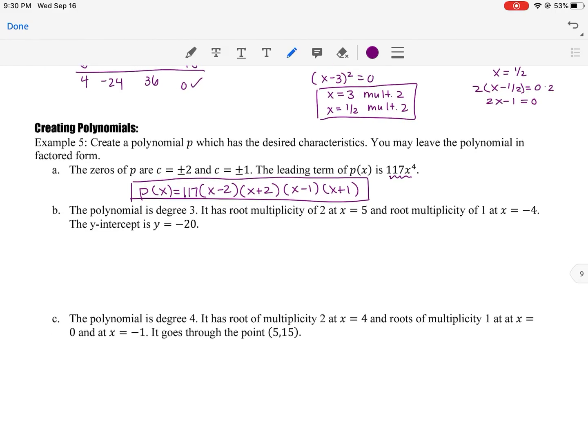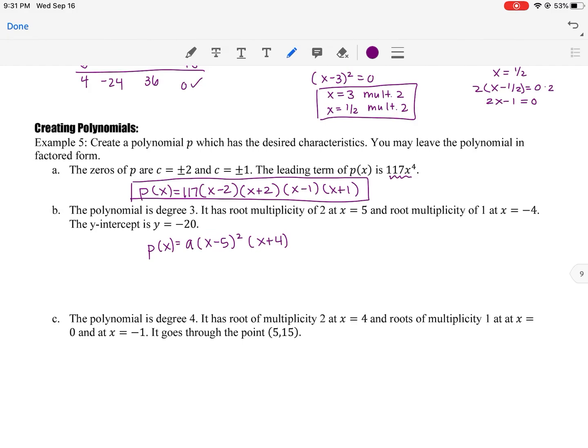Okay, next one's similar but a little trickier. This one has a root, degree 3 polynomial, with a root multiplicity of 2 at x equals 5. So that means x minus 5, and since it's root multiplicity 2, it's going to be squared. And a multiplicity of 1 at x equals negative 4, so x plus 4. You could put it to the first power, but you don't have to. And this is some polynomial, p of x. The one thing we need to find is that a.